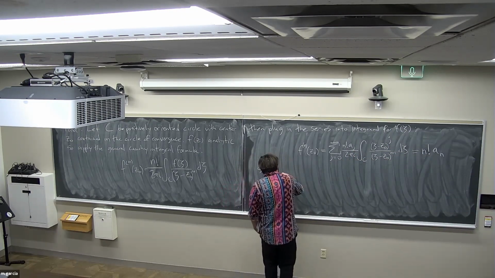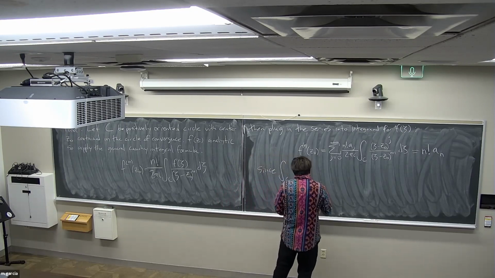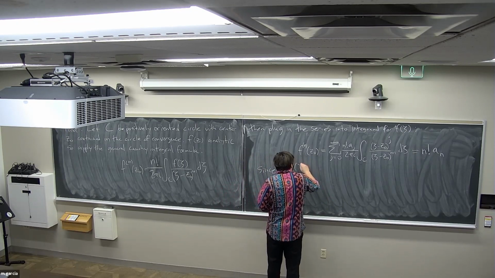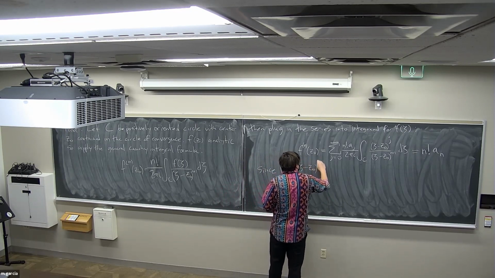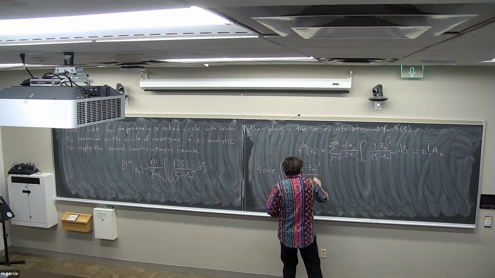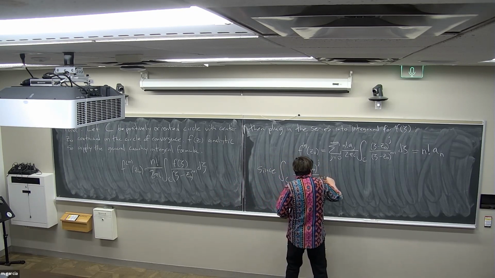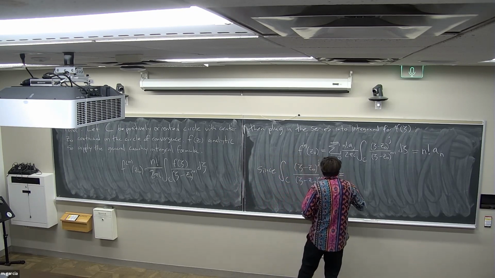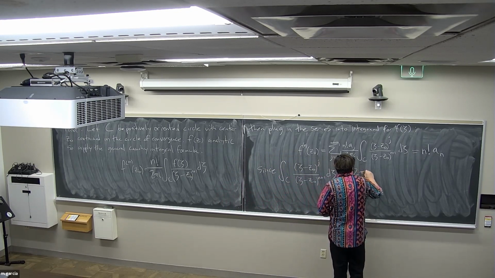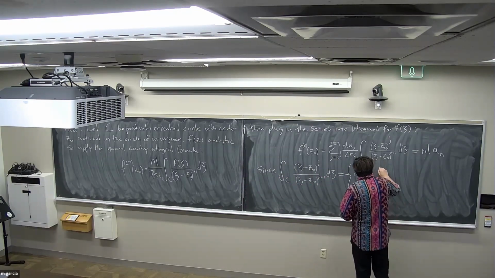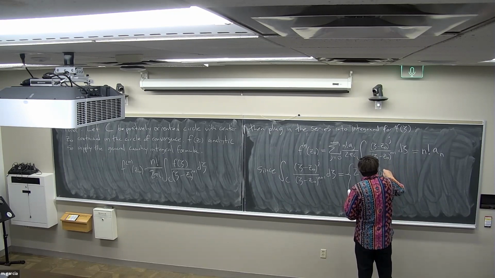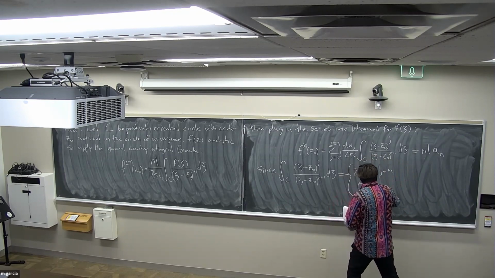Since the integral along C of zeta minus z naught raised to the j divided by zeta minus z naught to the n plus 1 d zeta is just equal to 2 pi i when j is equal to n, and 0 otherwise.